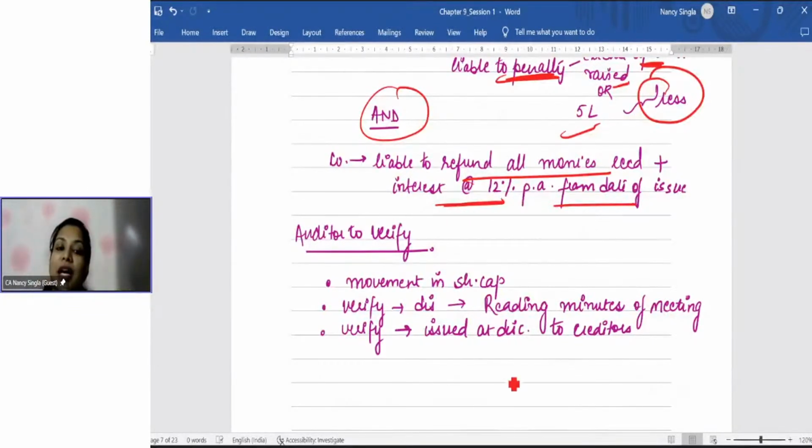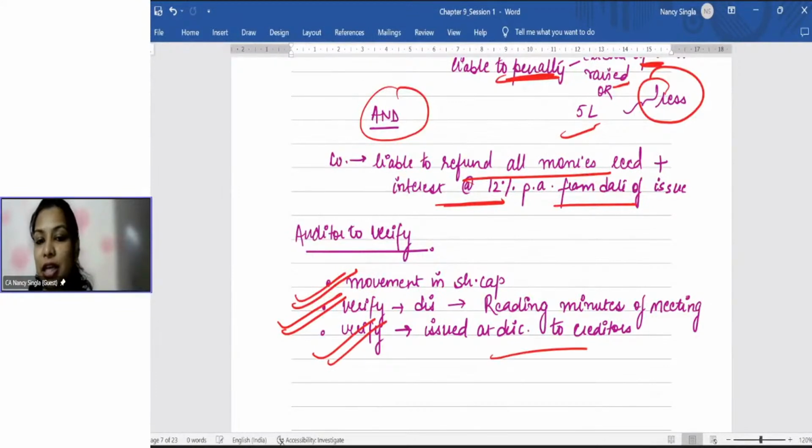So what does the auditor have to verify? That is, is there any movement in the share capital during the year? If yes, then read the minutes of the meeting. The minutes will tell you whether the shares are issued at a discount, at par or at premium. And verify that if shares are issued at a discount, then either they should be sweat equity shares or it should be a debt restructuring scheme as per guidelines of RBI.